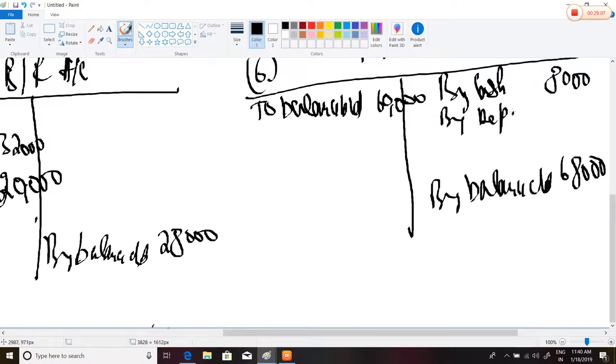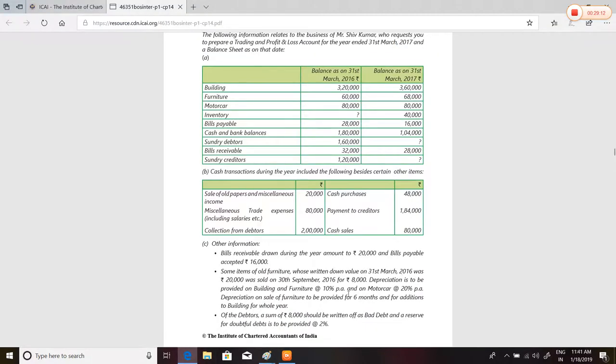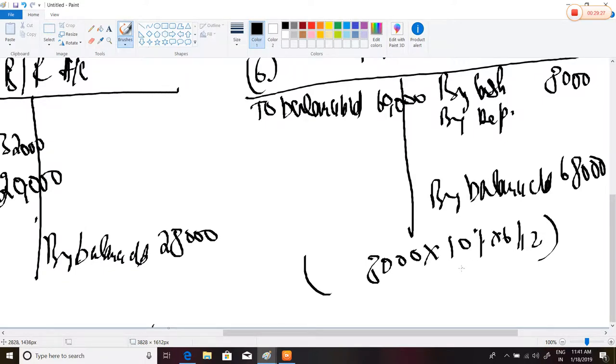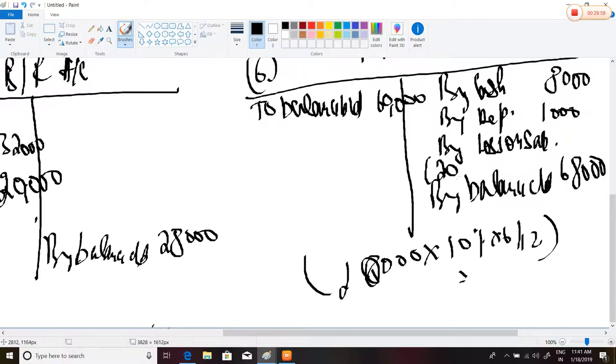By depreciation on furniture for the sold ones. What is the rate of depreciation? Furniture 10%. Okay, 10% for 6 months. How much? This is around 20,000. You have to calculate on book value: 20,000 into 10% into 6 by 12, 1,000 rupees. By loss on sale: 20,000 was the book value, 8,000 was the sale value, and 1,000 was the depreciation, so 11,000.